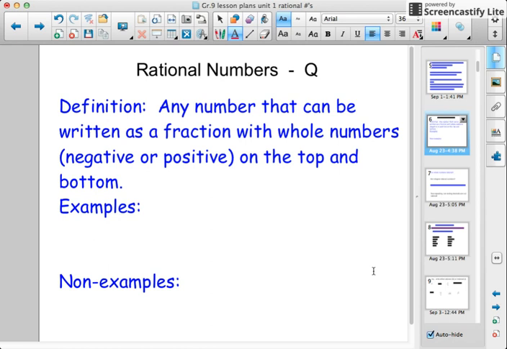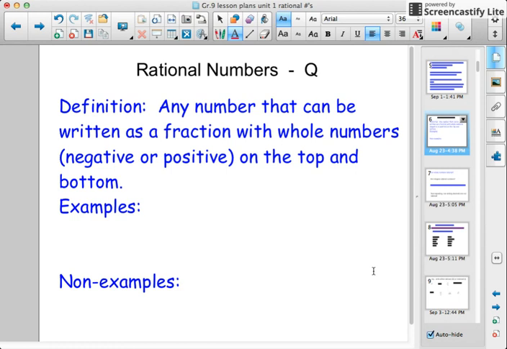This lesson is going to go over what is a rational number. And often in math notation, it's represented by the letter Q, which I know doesn't make a lot of sense, but the letter R was already taken. So they represent it as Q. So a rational number is any number that can be written as a fraction with whole numbers, either negative or positive, on the top and the bottom of the fraction.